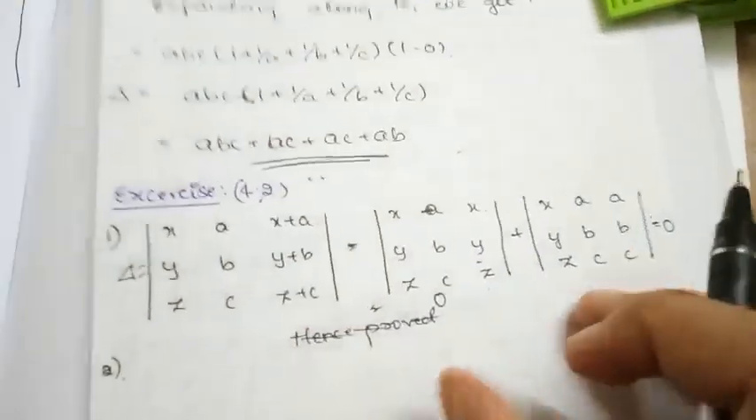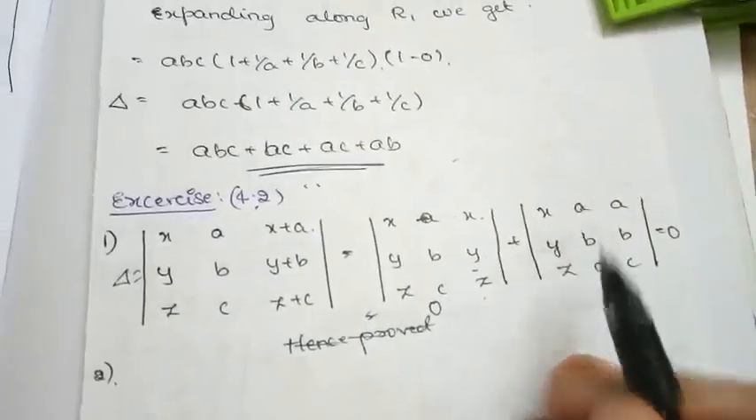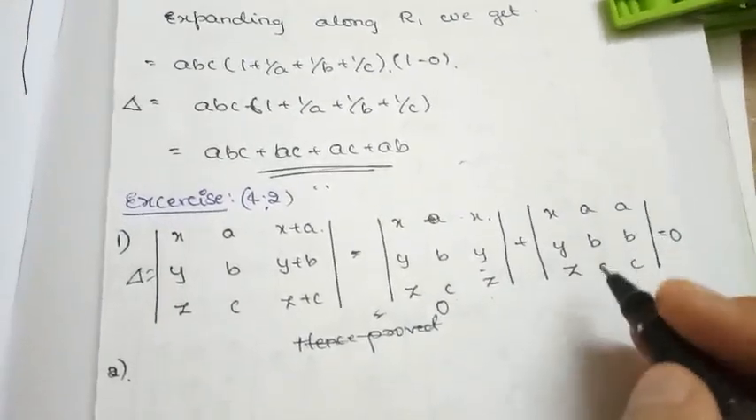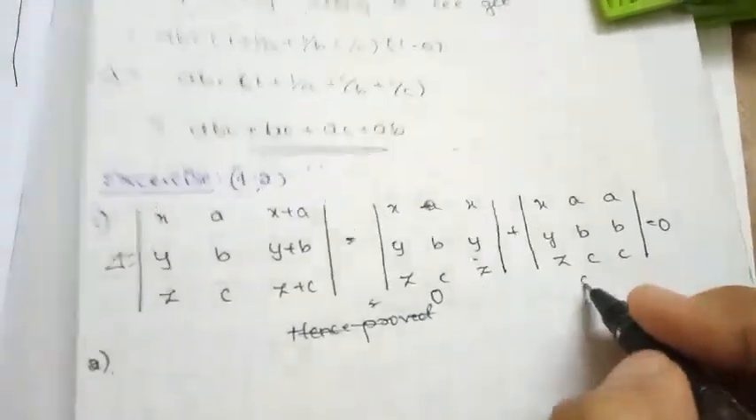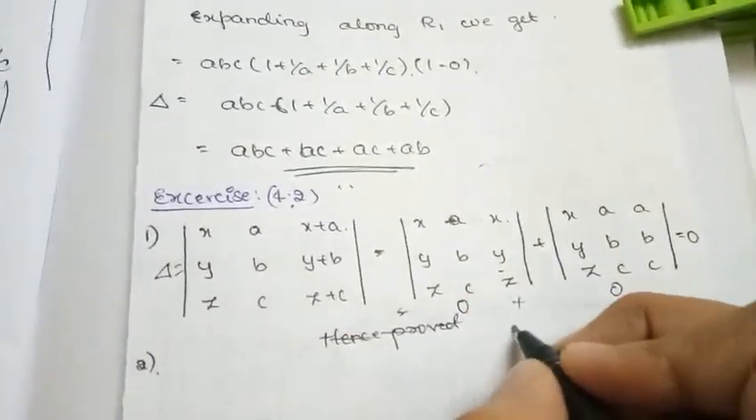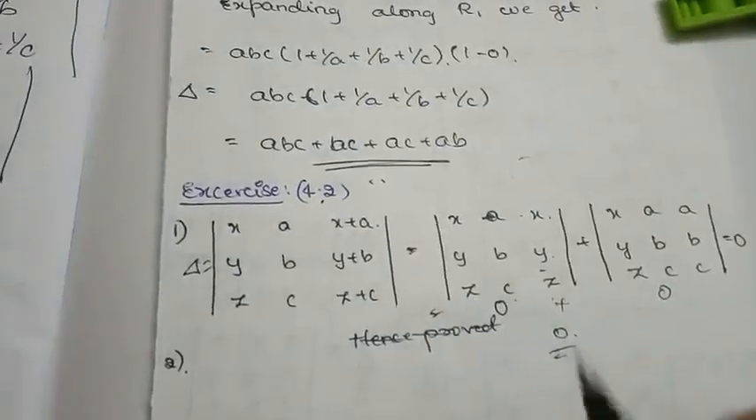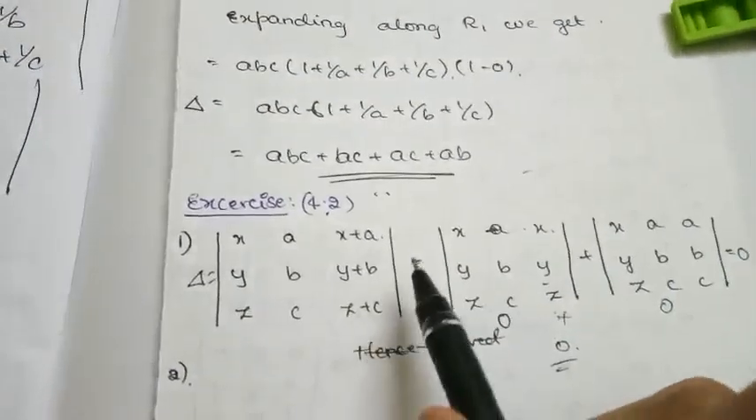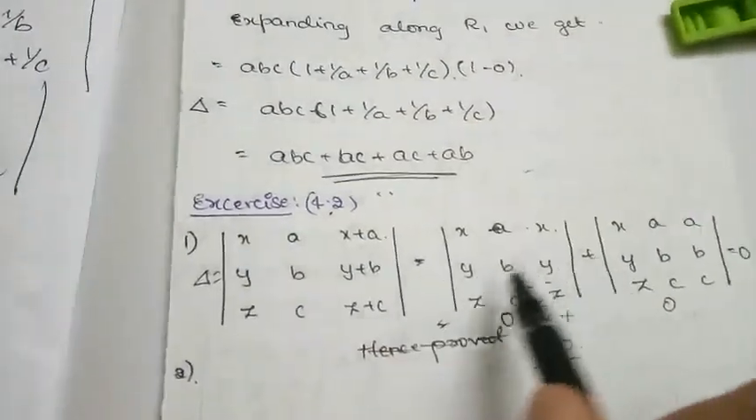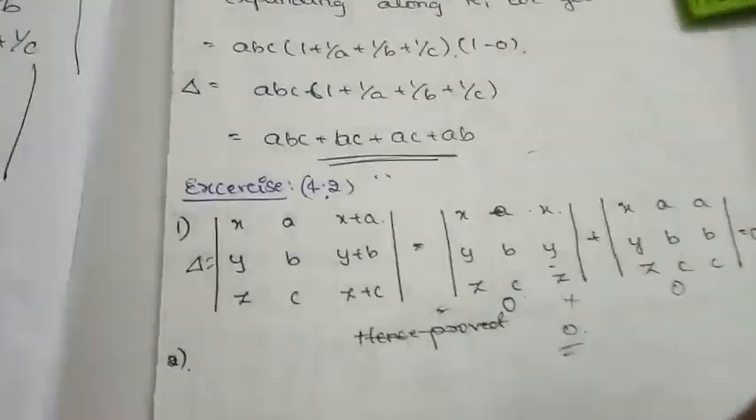Even here we can observe that column 2 and column 3 are both identical, so this determinant is also equal to 0. So 0 plus 0 is equal to 0, hence proved. This is how we prove the determinant value is equal to 0 without expanding. Here we didn't expand any of the determinants. Now let us move to the second question.